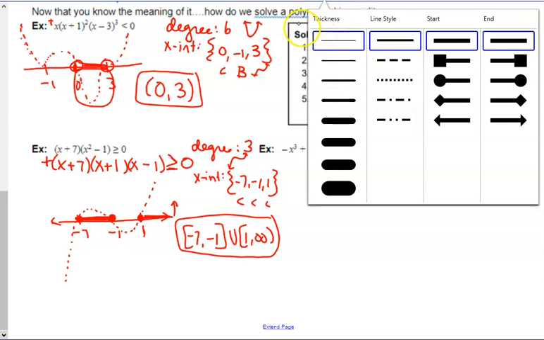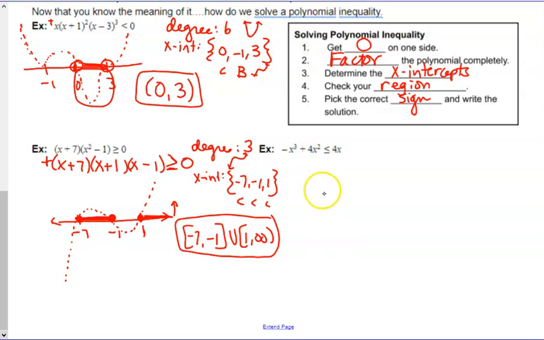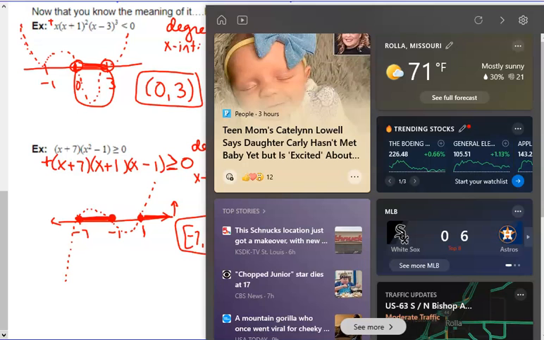Notice this one we don't have 0 on one side. I have a power of 3, a power of 2, a power of 1. So I'm going to go in descending order, but I need to subtract that over. So I end up with a -x³ plus 4x squared minus 4x less than or equal to 0. So we're looking for negative regions here. Okay.